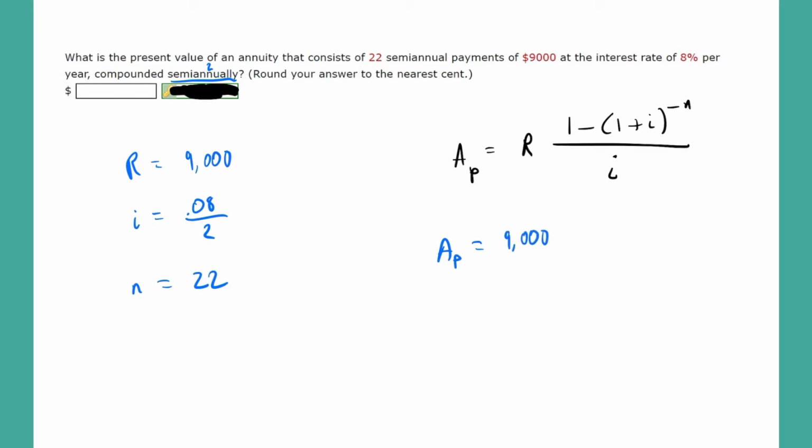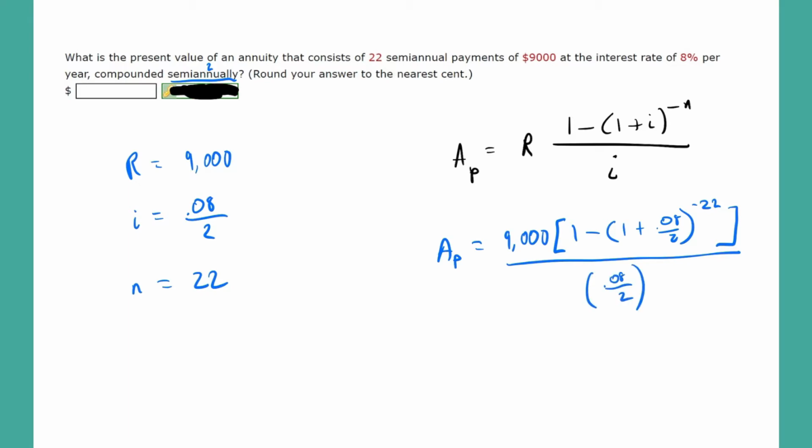Once again, I'm going to put that in the numerator. I'm going to write it this way. Bracket 1 minus parentheses 1 plus 0.08 over 2 to the negative 22 power, close bracket, all of that divided by parentheses 0.08 over 2, close parentheses. So let's type that in.